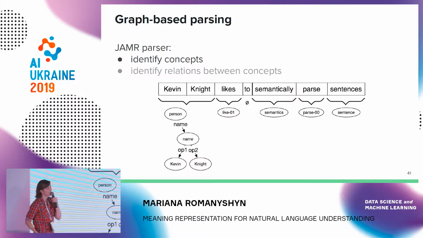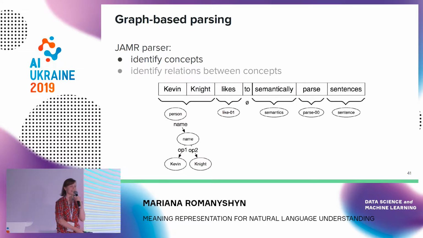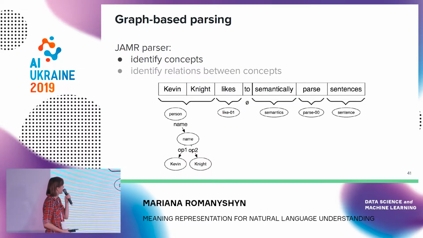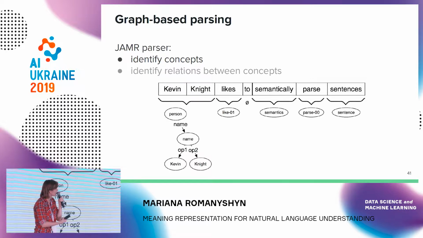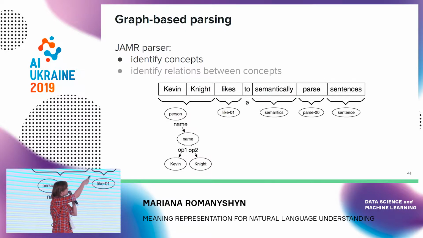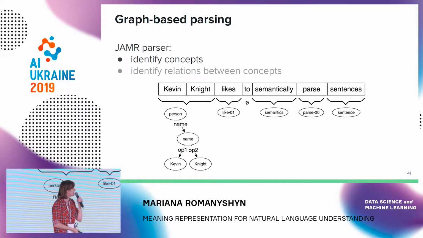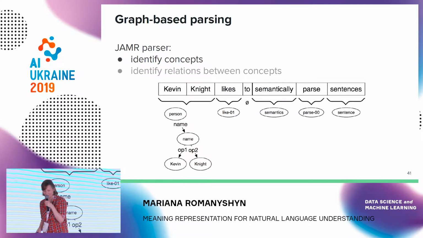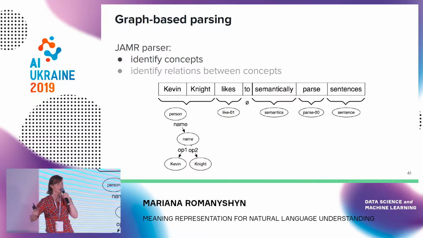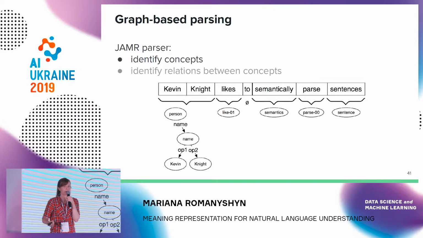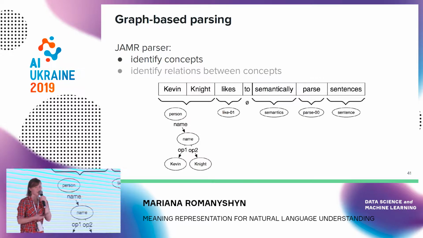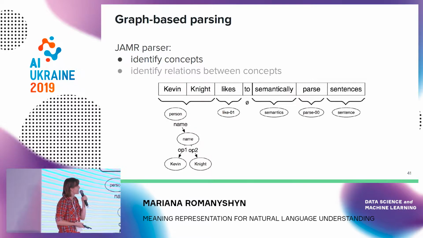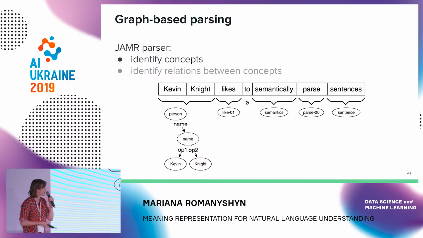Then "likes" is the verb, and we have a whole corpus annotated by PropBank with these ontological relations, so we just do this as a sequence labeling task. "Semantically" is matched to a concept of semantics. "Do" is just deleted because it's a function word, we don't need it. The word "parse" is a verb, so we definitely want to make a concept of it, but it's not present in PropBank, because PropBank was developed way before the word "parse" appeared as a verb so actively used. So we can just create parse-00, meaning that we don't know which frame to map it to, but we know that it's a concept, and then we have a simple literal concept sentence.